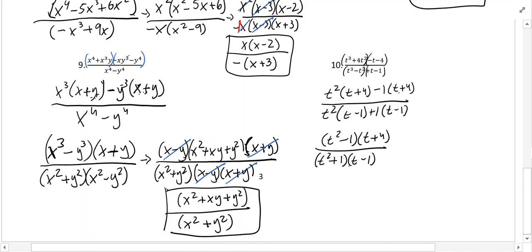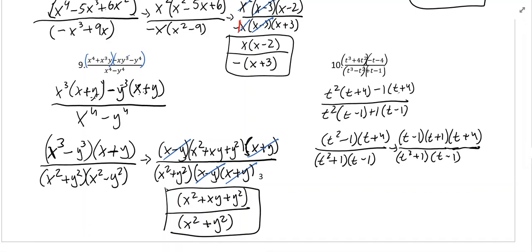All right, so now, again, you have to look and see, is everything fully factored? Well, t squared minus 1 can be factored again. It's a difference of squares. So this is going to factor into t minus 1, t plus 1. You also have this t plus 4. In the denominator, you want to see, is there anything you can factor? T squared plus 1 cannot factor, but you also have this t minus 1. All right, so then you want to look and say, okay, what can I simplify? Well, t plus 1 in the numerator and t plus 1 in the denominator can cancel out. So those are the only things that can cancel.